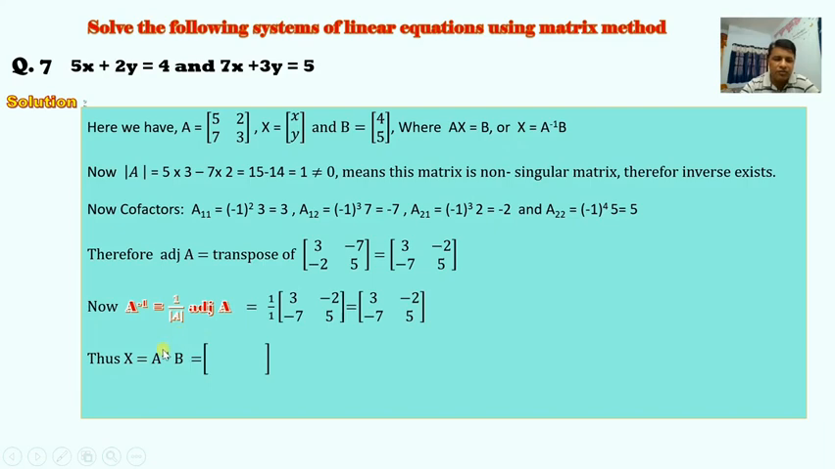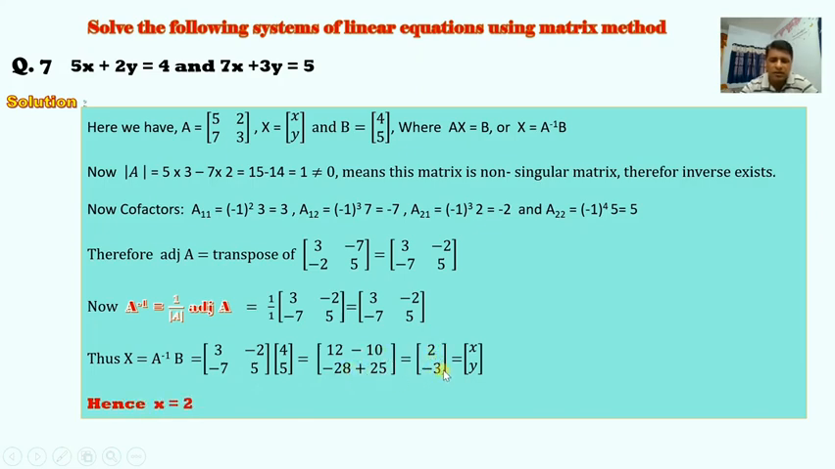Thus, X is equal to A inverse B. Means this is A inverse, multiplying with this matrix B, 4, 5. So we are multiplying here 2 by 2 and this is 2 by 1, so the resultant matrix will be of order 2 by 1. So 3 into this 4, 12, and then minus 10, and then minus 28 plus 25, which is nothing but 2, and this minus 3, which is capital X actually.